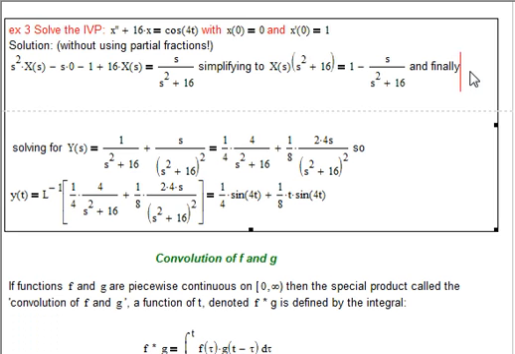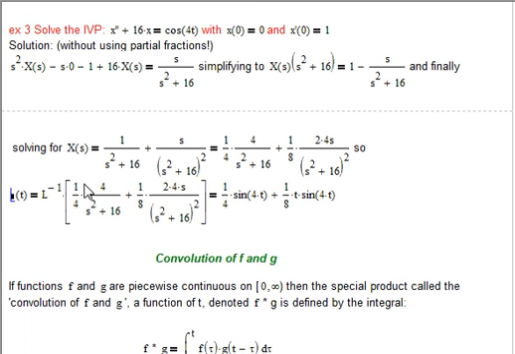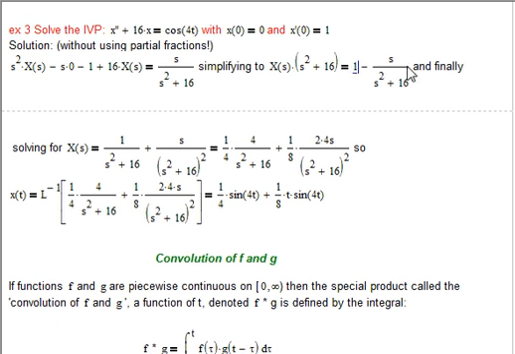And finally, if you divide both sides by s squared plus 16, you wind up with x of s equal to 1 over s squared plus 16, that's from this term, and then s over s squared plus 16 squared.